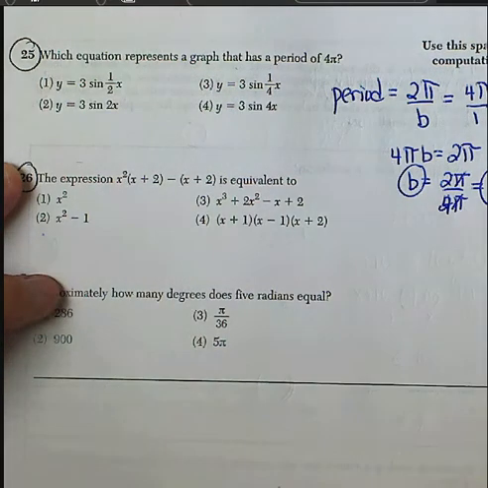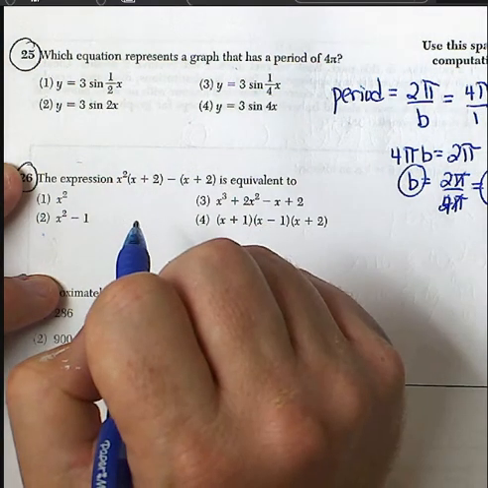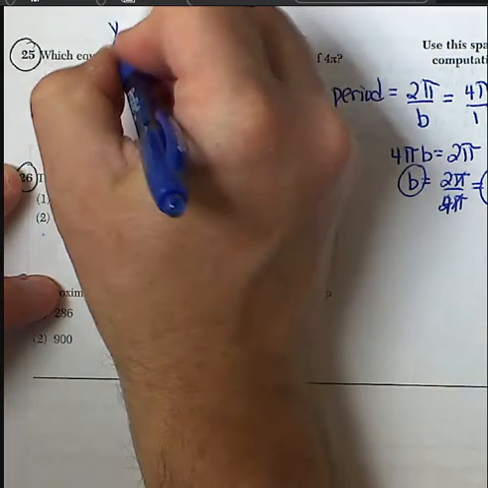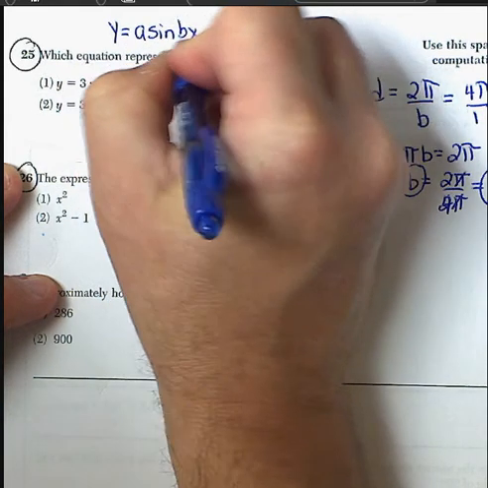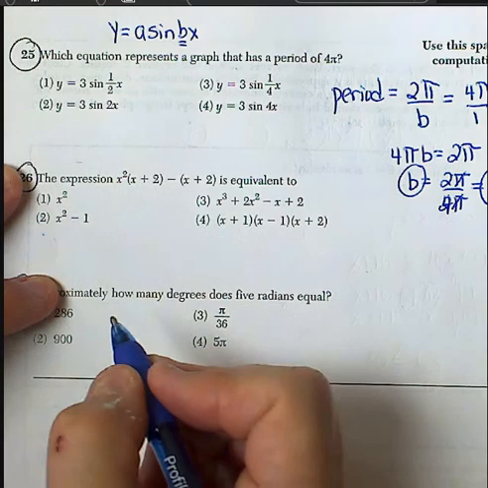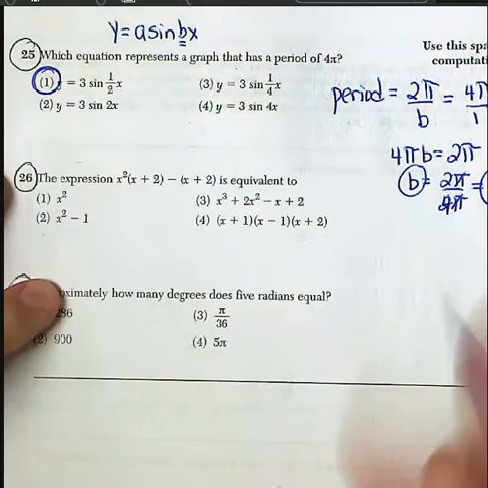And then which of these curves has b, which is the number in front of x? Remember, it's y equals a sine or cosine bx. The b is in front of the x. So which one of these equations has 1/2 in front of it? It's going to be choice 1.